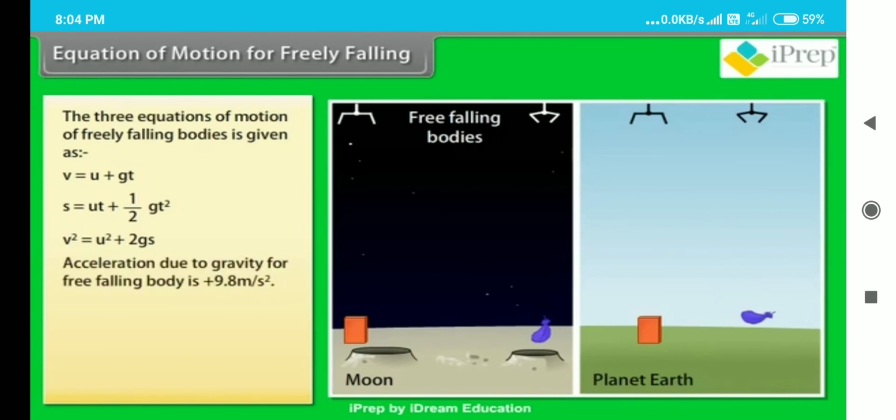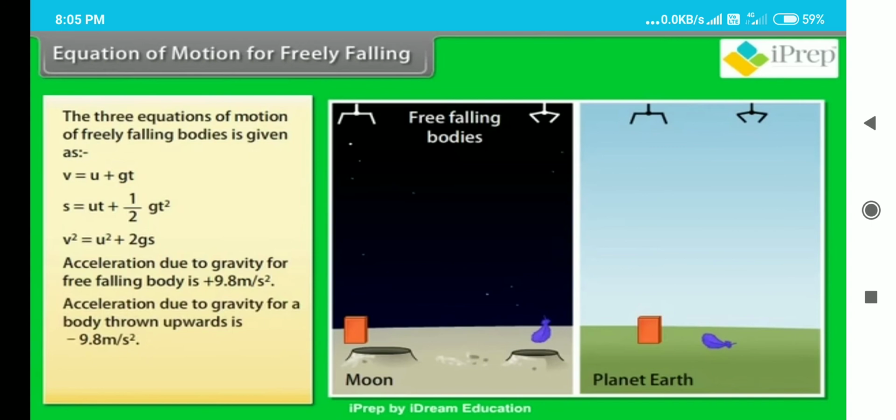Acceleration due to gravity for a free-falling body is plus 9.8 meter per second square. Acceleration due to gravity for a body thrown upwards is minus 9.8 meter per second square. Weight of an object on the moon is 1 upon 6th of its weight on the earth.